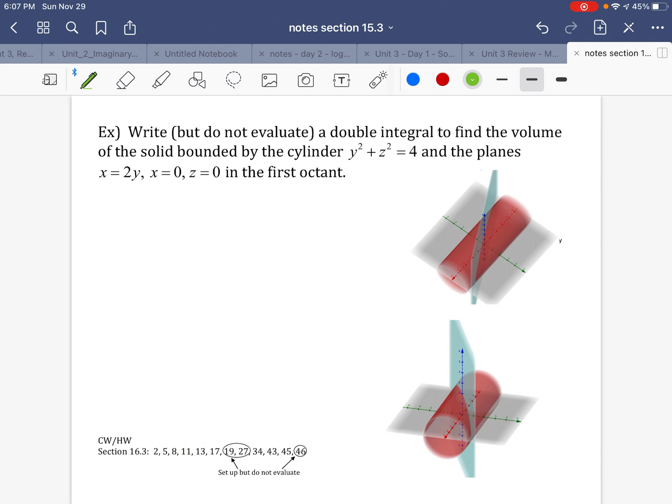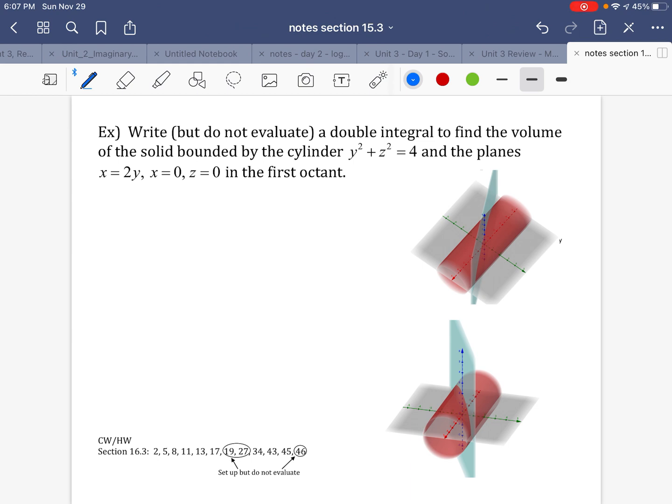So, last problem here. I've got a couple pictures here of what's going on. We are not going to evaluate this. We're going to finish it up in class next time, but I just wanted you to see how to set this up. So we're going to make a double integral to find the volume of the solid bounded by the cylinder. You can see that cylinder has a radius 2. It's along the x-axis in these planes: x equals 2y, x equals 0, and z equals 0.